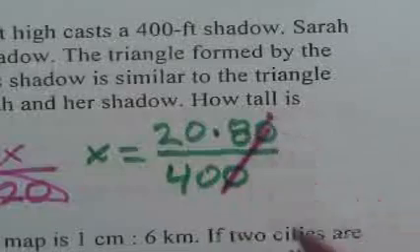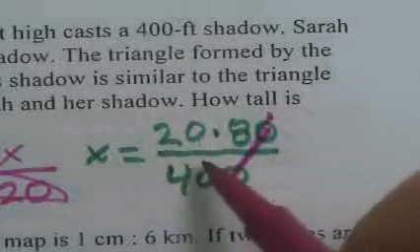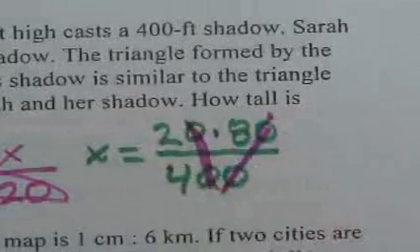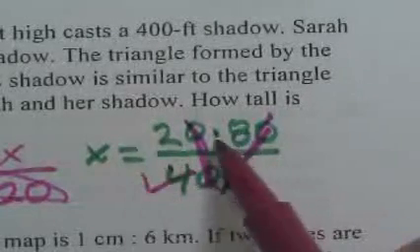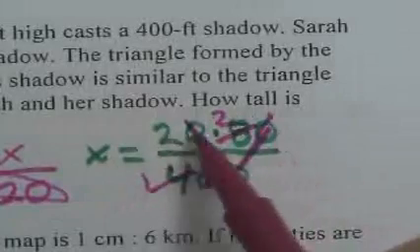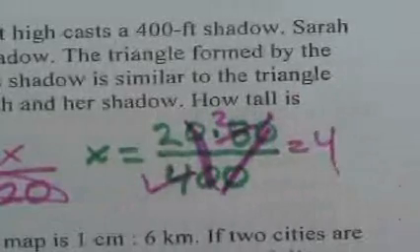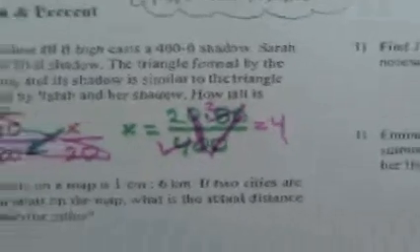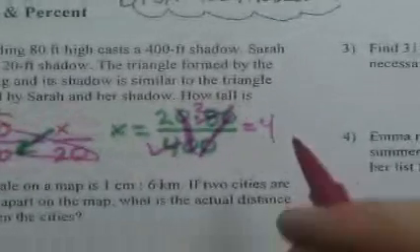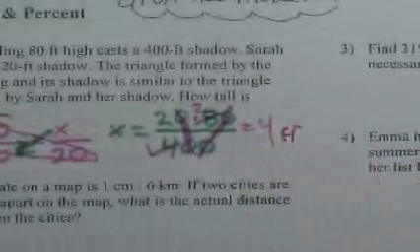10 goes into both of these, 40 and 20. So now you have 4 goes into 8. 4 goes into 4 once, 4 goes into 8 twice. Now you have 2 times 2. The answer is 4. 4 feet high. That's little Sarah. So the answer is 4 feet.